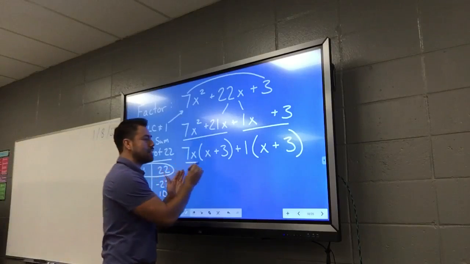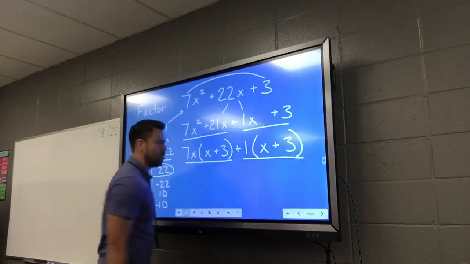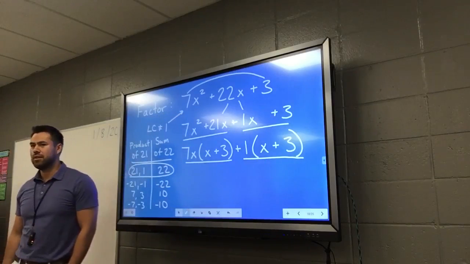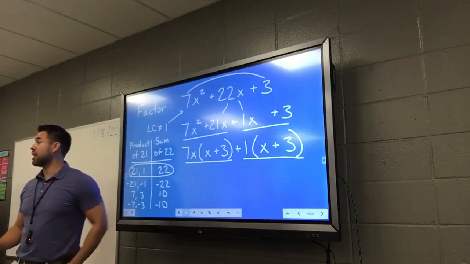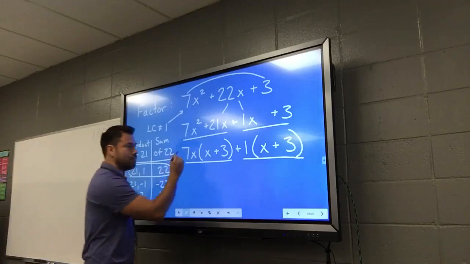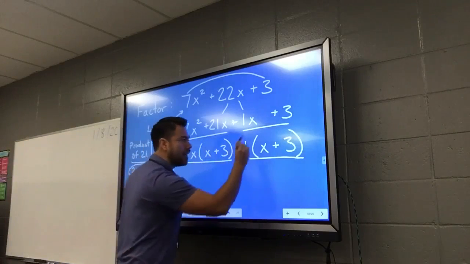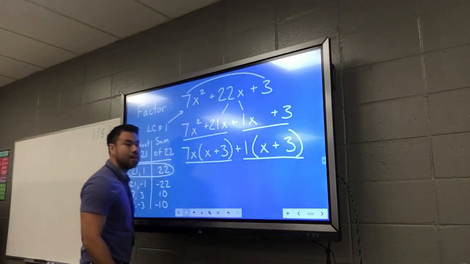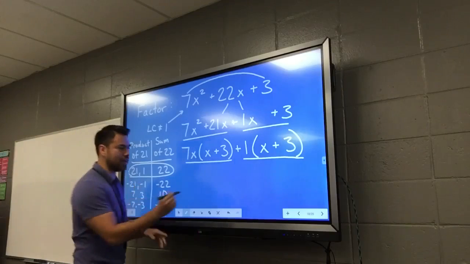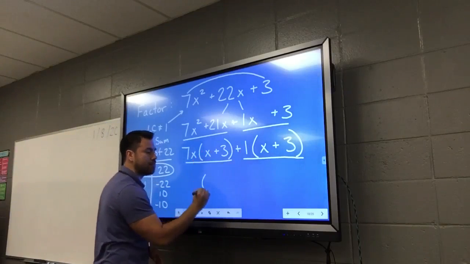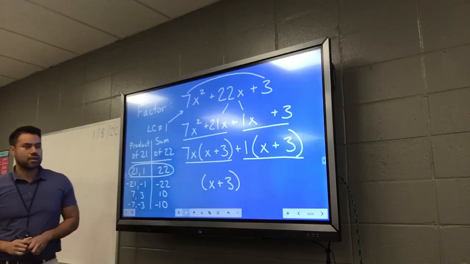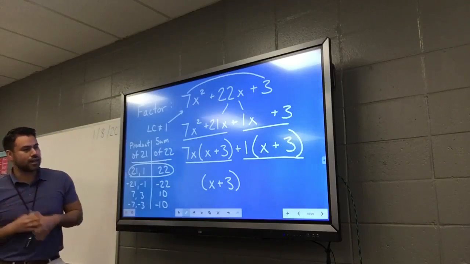Okay. I factored these 2, and I factored these 2 here, right? I got those 2 factorings. What do they both have in common? Okay, they have an x plus 3 in common. This right here has an x plus 3 in common, and this right here has an x plus 3. I'm going to factor again, and this is where people get thrown off, but here's what I get. What do they both have in common? X plus 3. I'm factoring another x plus 3.